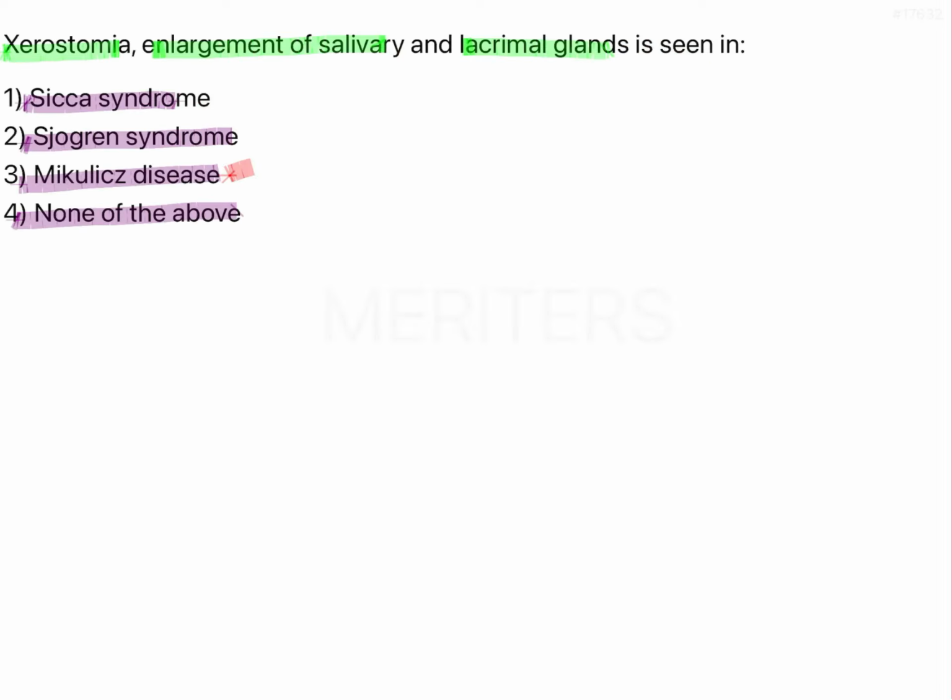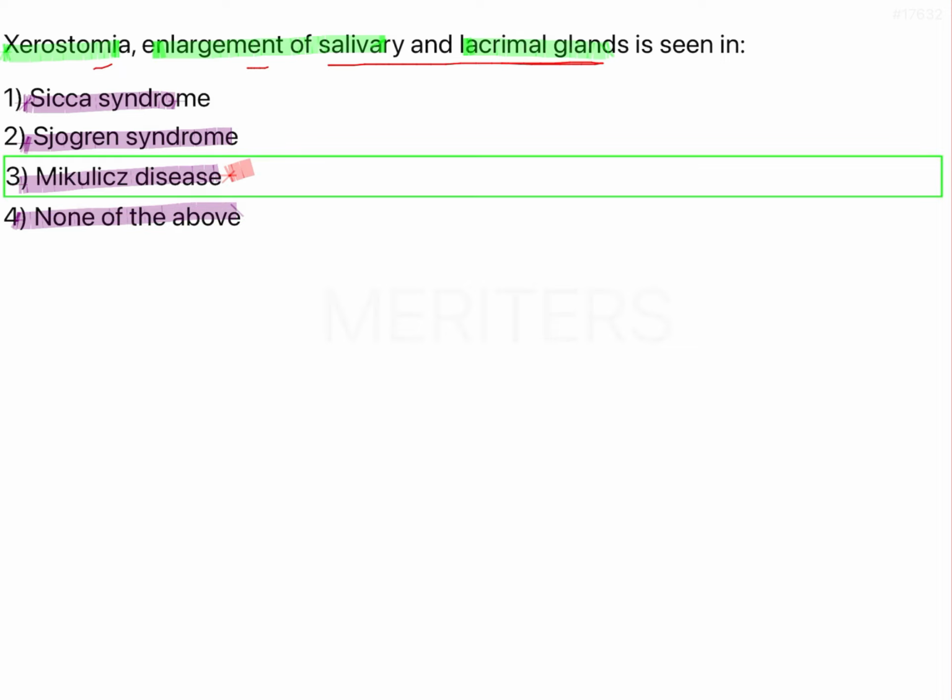So the question is again xerostomia and enlargement of the glands. So the correct answer is option 3, Mikulicz's disease.